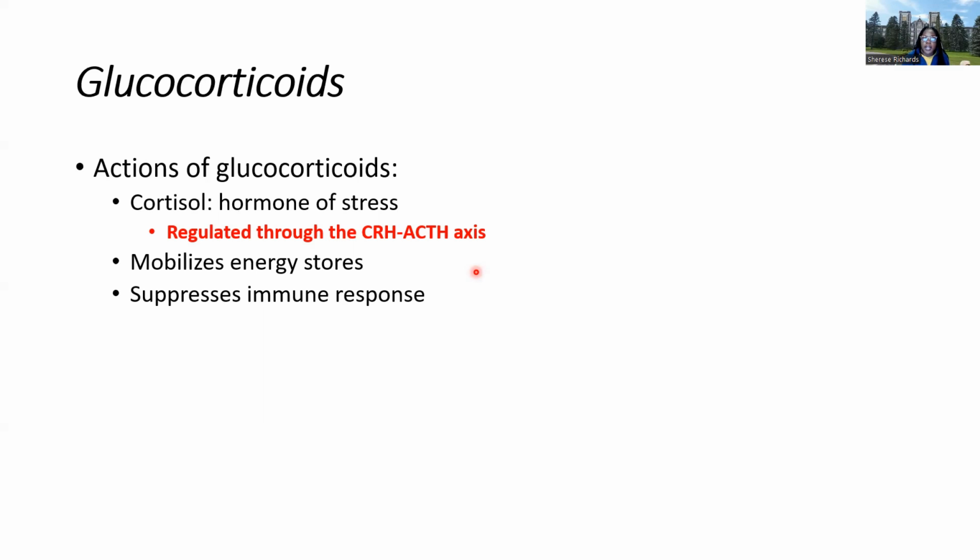Some of the other functions associated are mobilizing energy stores, suppressing the immune response. This is why we typically give patients who have autoimmune disorders or are in the middle of an infection or have a decreased immune response associated with a cancer or a tumor growth. We typically give these patients steroids as a way to suppress the immune response and help alleviate some of the symptoms. If you think about an autoimmune condition, it's overactivity or hyperactivity of the immune system to where your immune system is sort of killing or attacking your own body cells. So glucocorticoids is one of the ways to alleviate that.